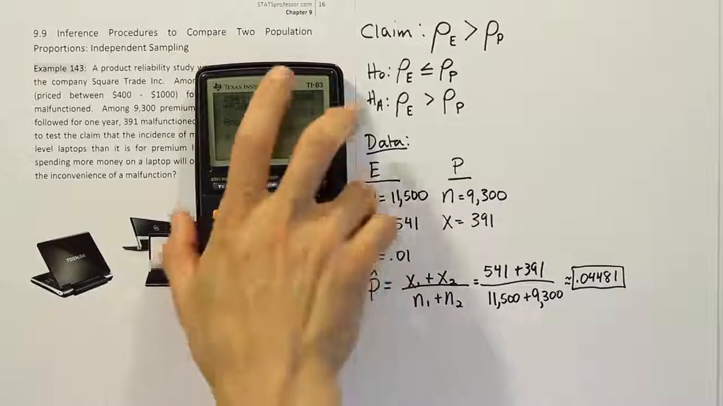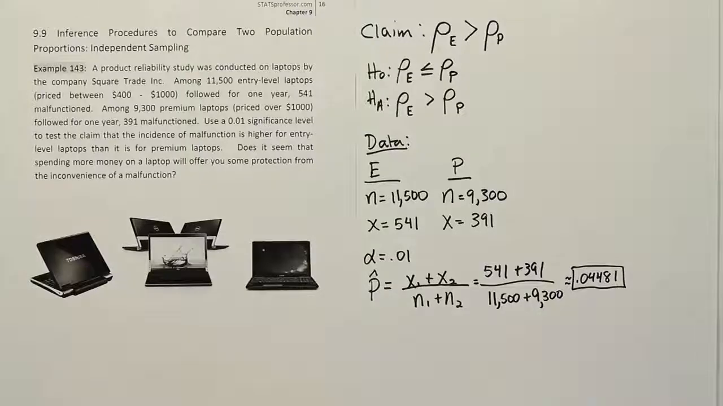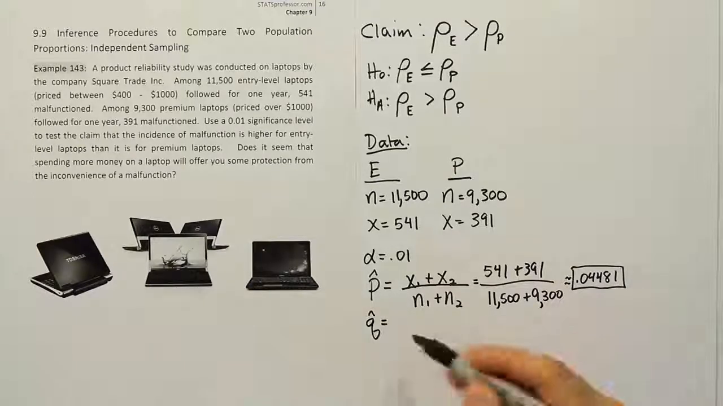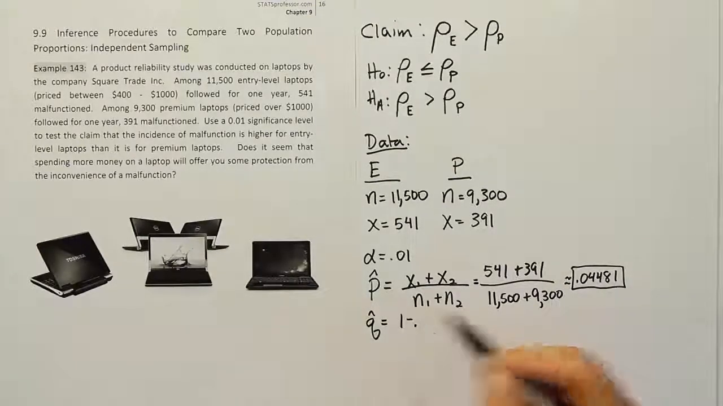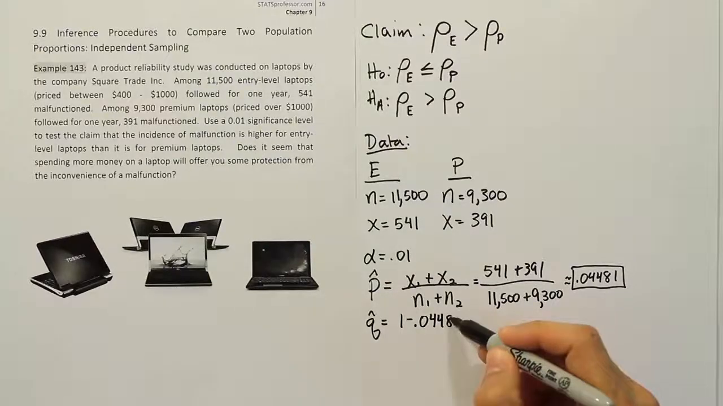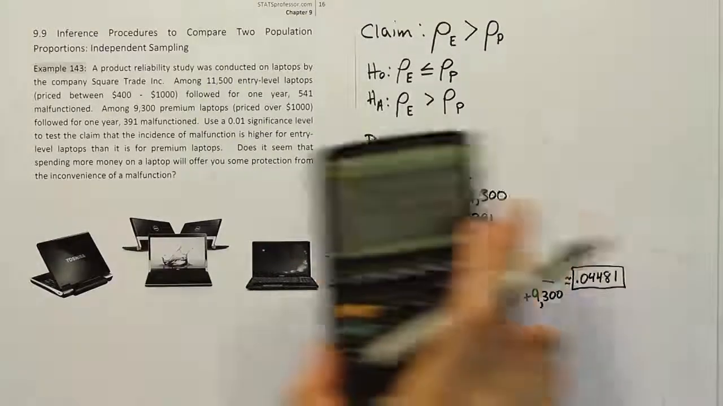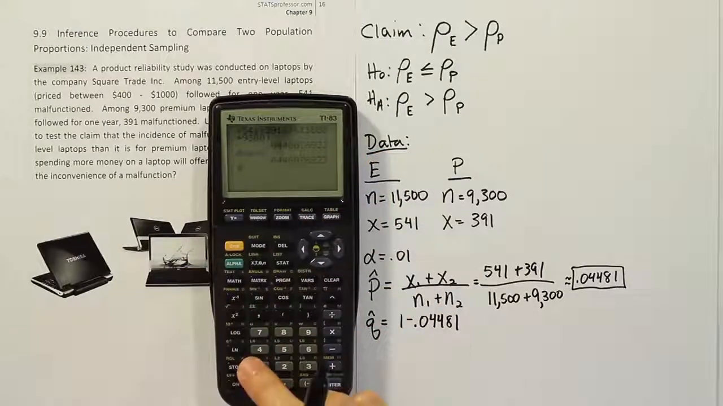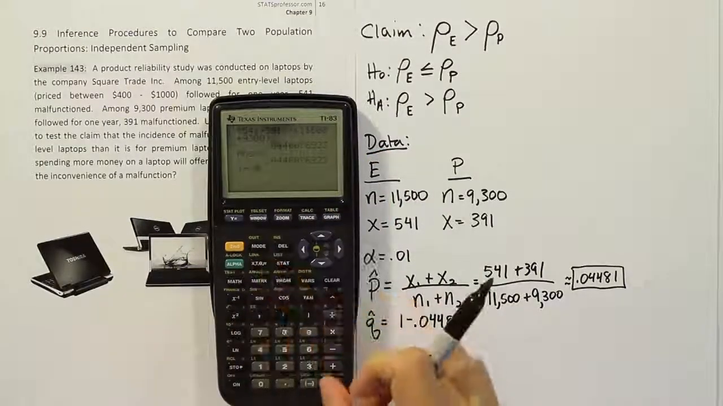We're going to need to come up with something called Q hat as well. Q hat is just the complement of that P hat quantity we just calculated. So I'm going to do 1 minus that. So 1 minus 0.04481. And since I saved the whole thing in my calculator, I can just do this, 1 minus the value I stored in my calculator.